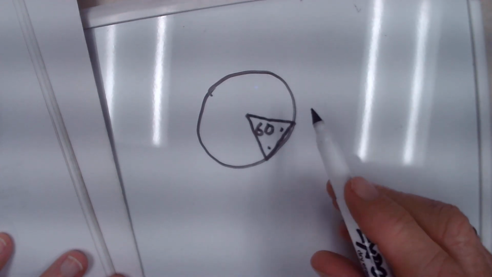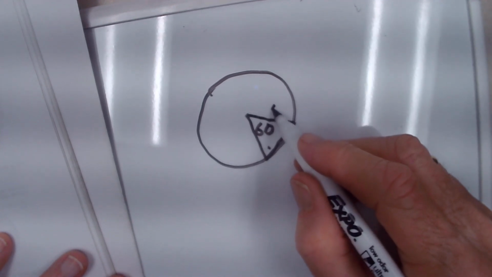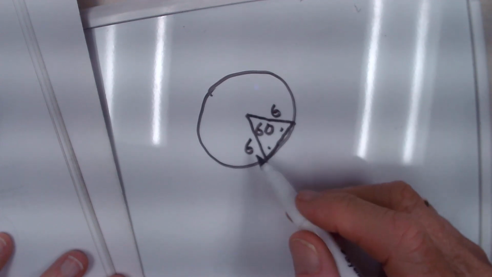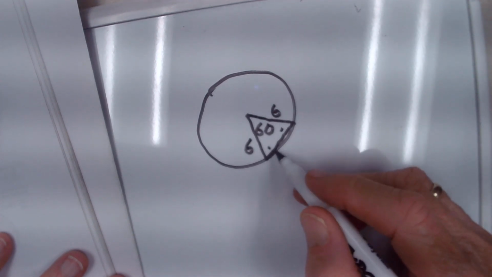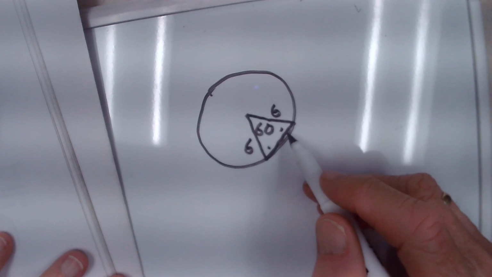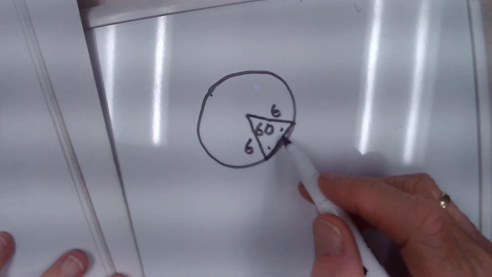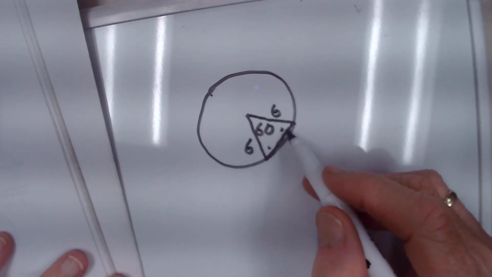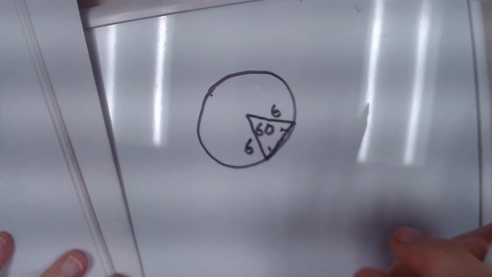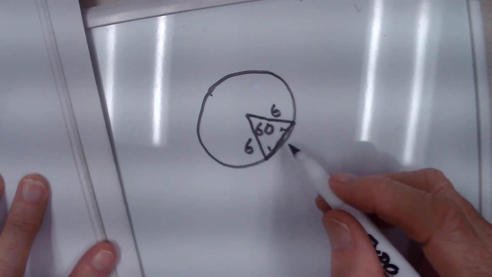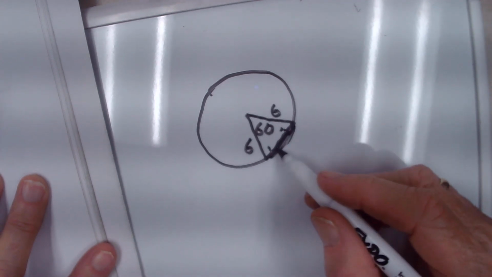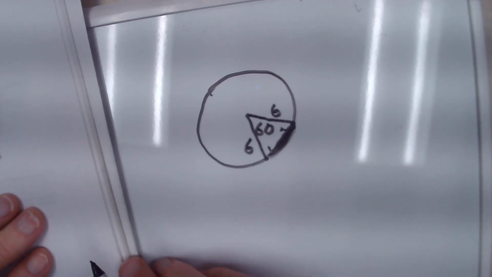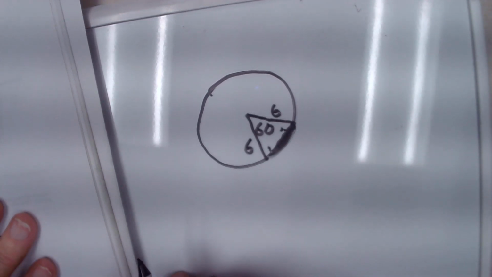Because this is a radius of 6 and this radius over here is 6, these two sides are congruent, so these two angles have to be congruent. So these two congruent angles have to add up to 120, because 180 in a triangle, so it's got to be 60 and 60. So we want to know the area of that little part right there. They call it a circular segment, I think is what they call it.